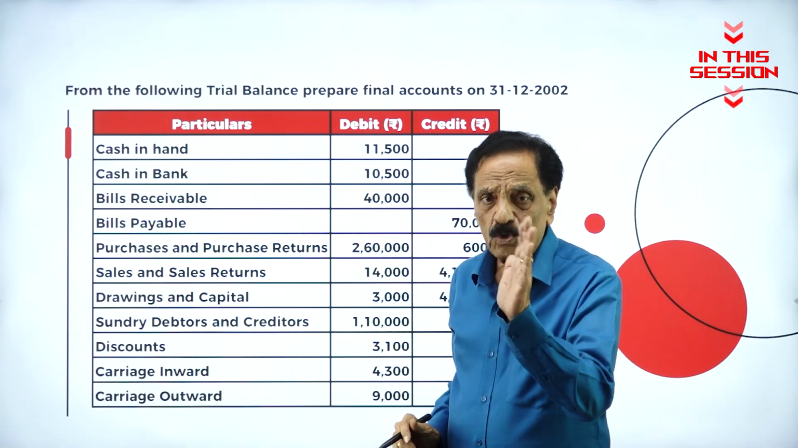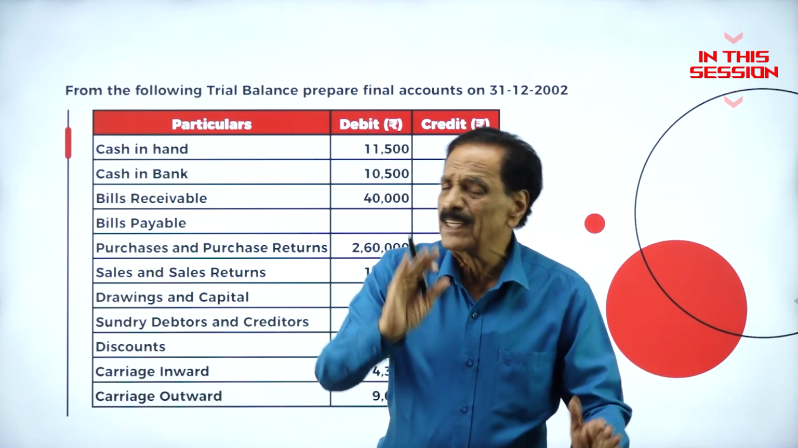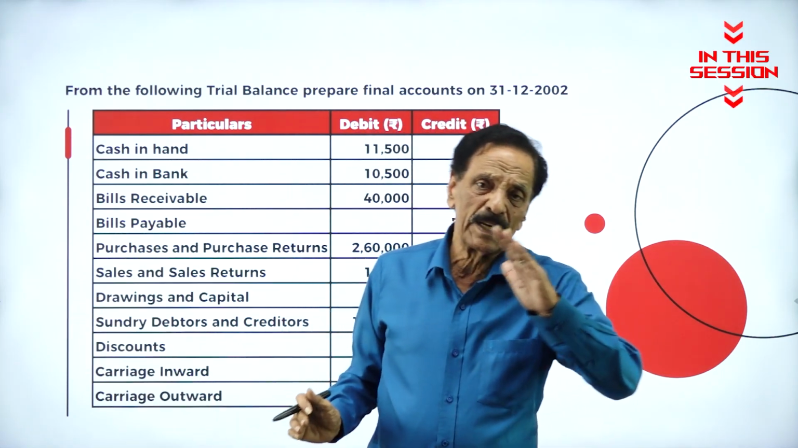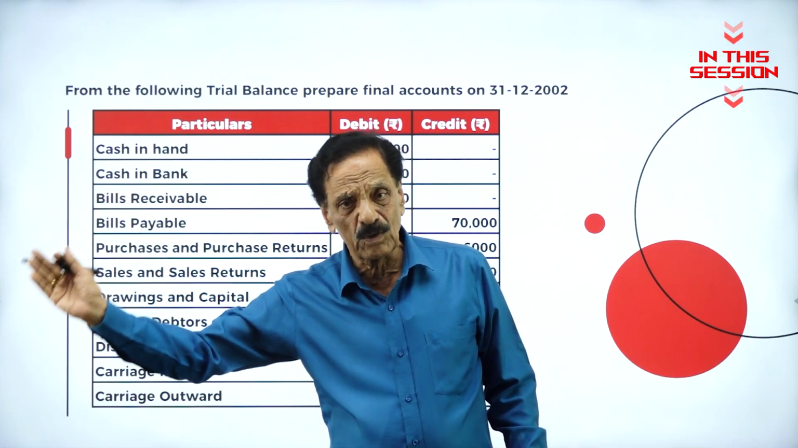Trial balance has got two sides. One is called the debit side, and the other is called the credit side. Debit side shows the expenses, credit side shows the income.